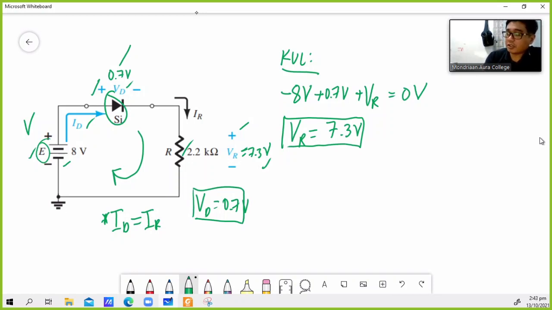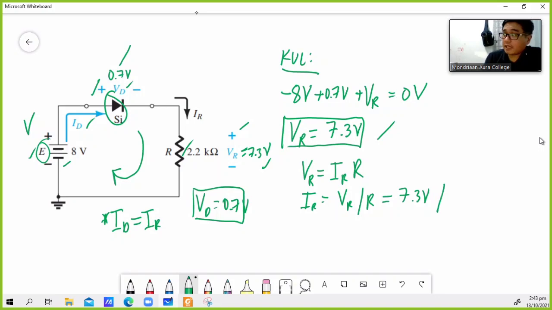So we can set up the equation for this one. So KVL, Ohm's law equation, we have V sub R is equal to I sub R times R. Yung dumadaan na kuryente kay R is si I sub R, which is also the same as I sub D. Okay? So pag nasolve mo si I sub R, yun na rin ang sagot natin kay I sub D. So let us substitute the values or rearrange muna natin yung equation natin. No? I sub R is equal to V sub R over R. So V sub R is equal to 7.3 volts, yung nakuha natin kanina sa KVL, divided by 2.2 kiloohms.